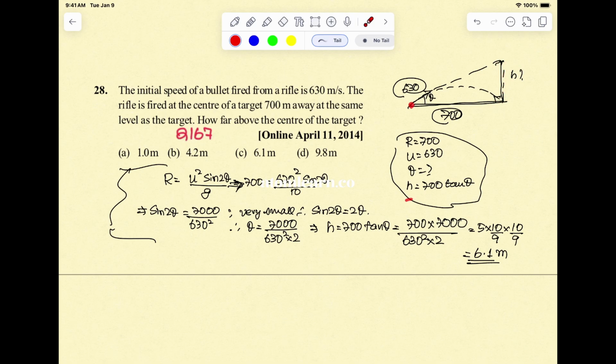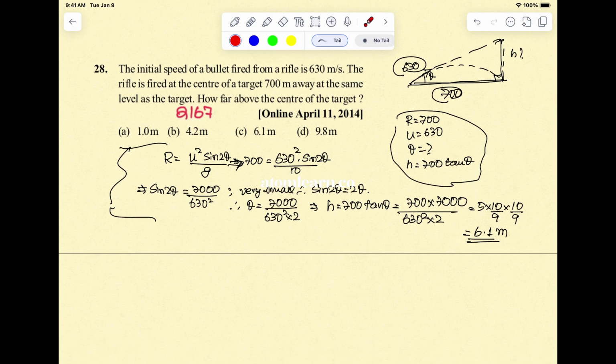H is given by this side, 700 times tan theta. Okay, therefore we have to find this out. First of all, we should find out what is theta. Now we just use the formula for range equal to U square sine 2 theta by G. Range is 700. U is 630. Put it in. Then sine 2 theta is unknown. G is 10. Therefore from here you can find sine 2 theta equal to 700 into 10, 7000, divided by 630 squared.